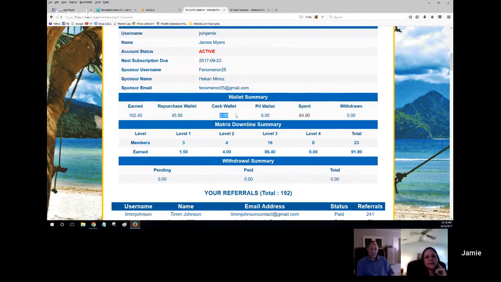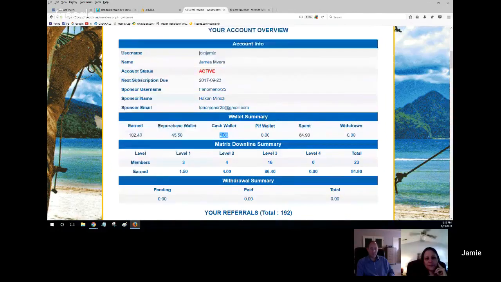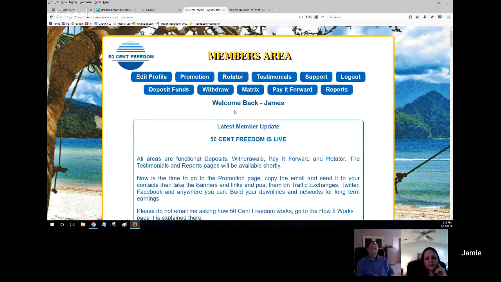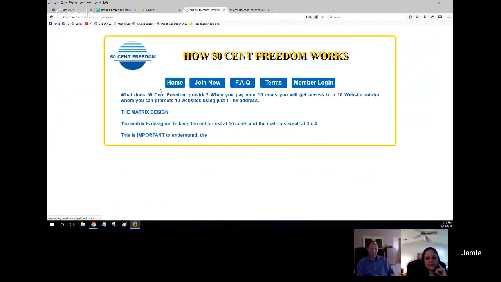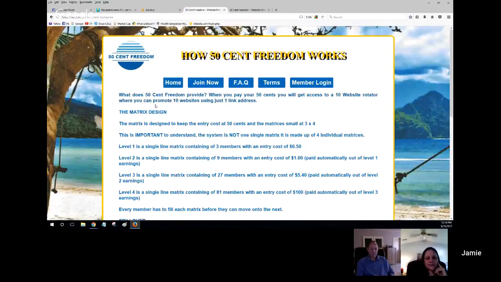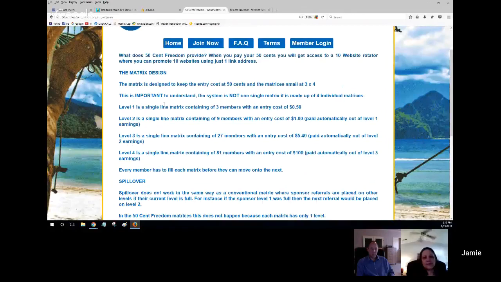I'm just in build mode, people, in build mode. Eventually, I'll start throwing some bigger money into this because it's working. If you want to know how it works, there's this button. When you log out, it's called How It Works right here. Read this. I'm not going to cover it now for the sake of time, but basically you're leveraging. It's 4 separate matrices. I know there was a lot of confusion there at first, and you will get spillover if you work the program. There's no guarantee. You've got to spend a little time and work it.